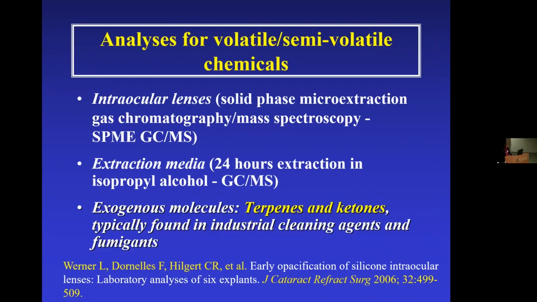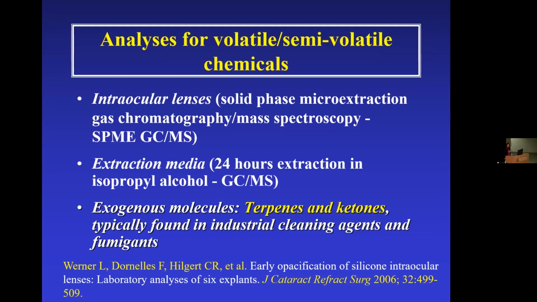So again, that was a very interesting problem and we had to do all kinds of analysis and gas chromatography, mass spectrometry again was very important because it demonstrated that the lenses absorbed exogenous molecules such as terpenes and ketones, but those are not used in the manufacturing procedure. Those are typically found in industrial cleaning agents and fumigants.